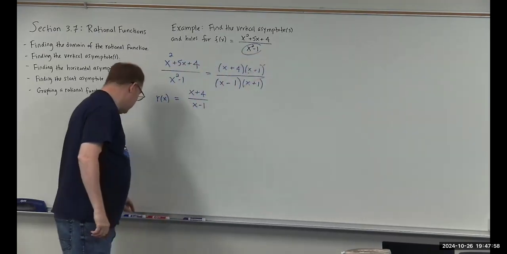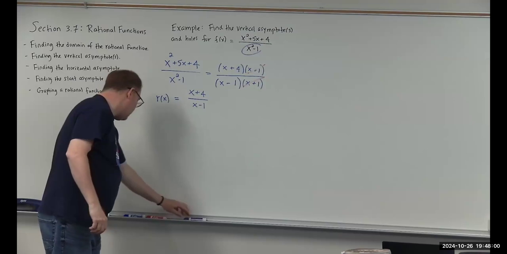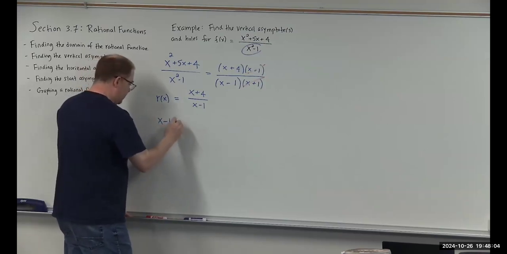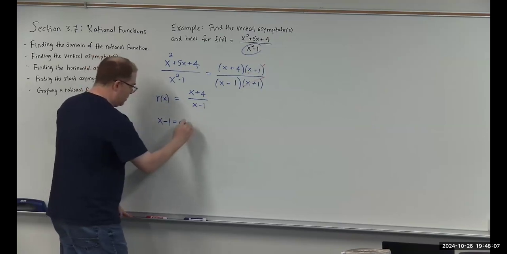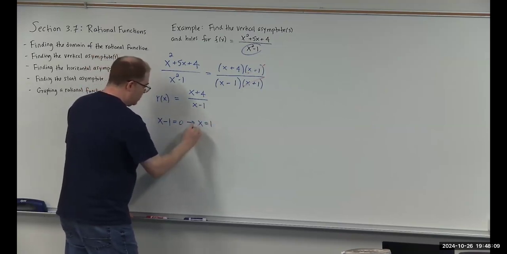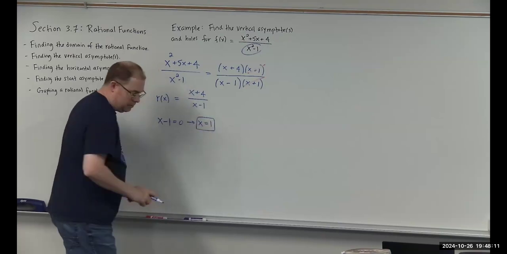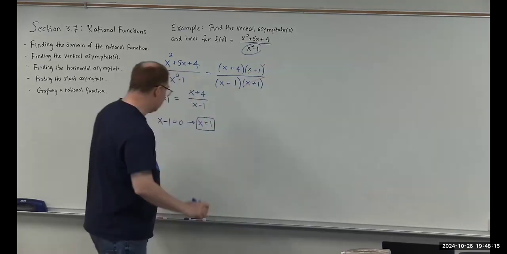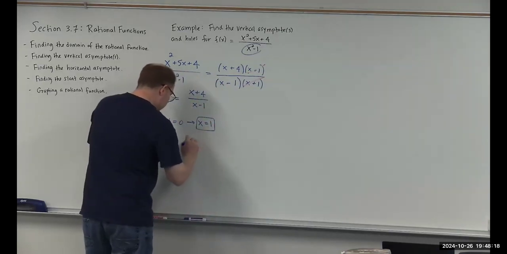So let's go back over here. Obviously, setting this denominator equal to 0, we get x minus 1 equals 0, and then x equals 1. So that is our vertical asymptote here.